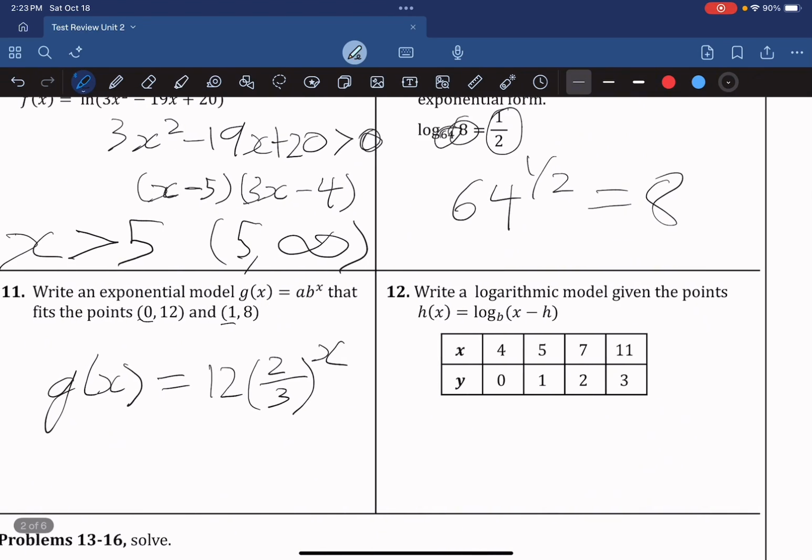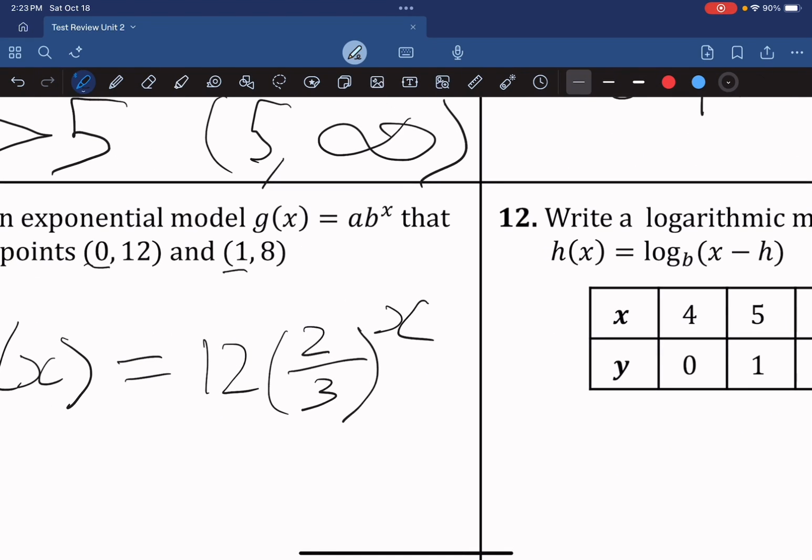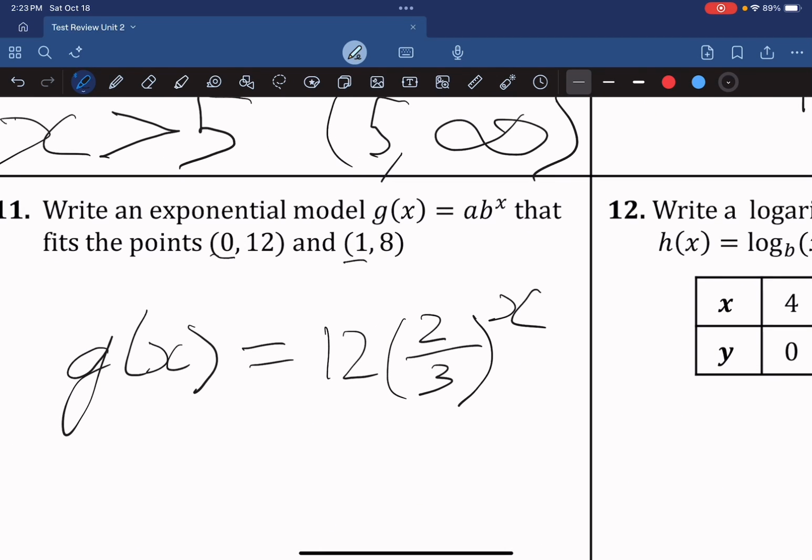Okay, or would it? No, hold on, I'm sorry. Would that work? Yeah, that should work. To the x, to the x, to the x. Yeah, that would work, because where x equals 0, you plug in 0, that gives you 1. 12 times 1 equals 12. So that's a little way you can fact check it, if you're not sure like me.